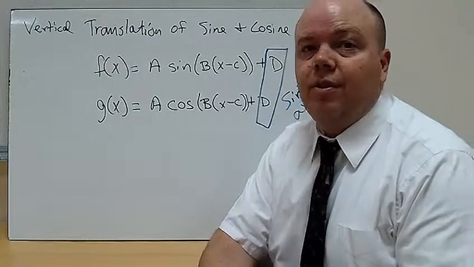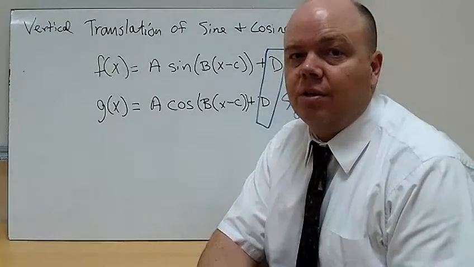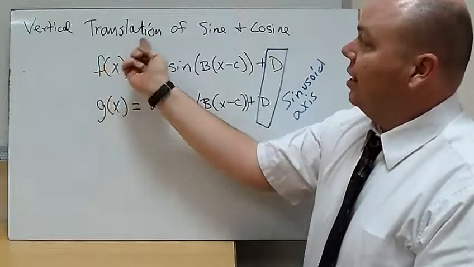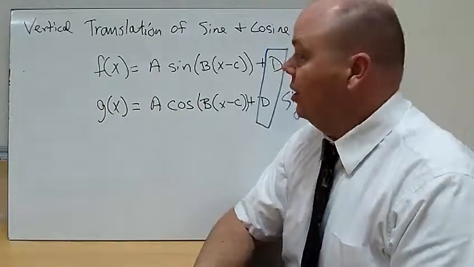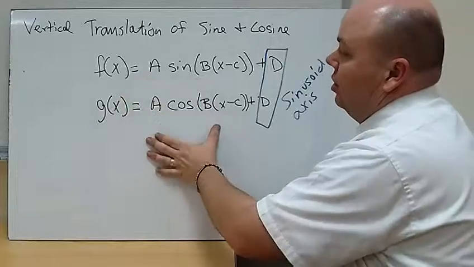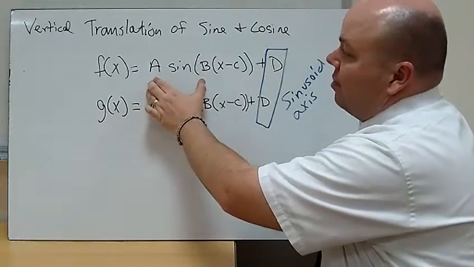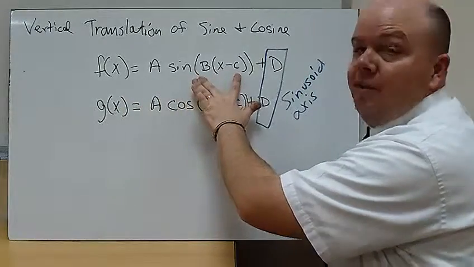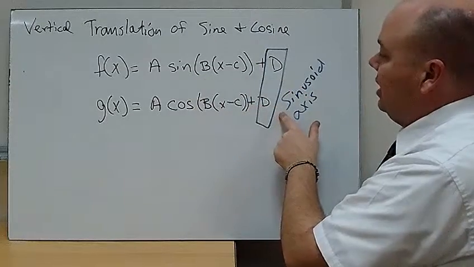Right, this is the second of two videos on transforming the sine and cosine function. This one I want to look at the vertical translation. So I have again these two functions. We looked at A in a previous video. I'm going to skip B and C for right now, and I'm going to focus on D.